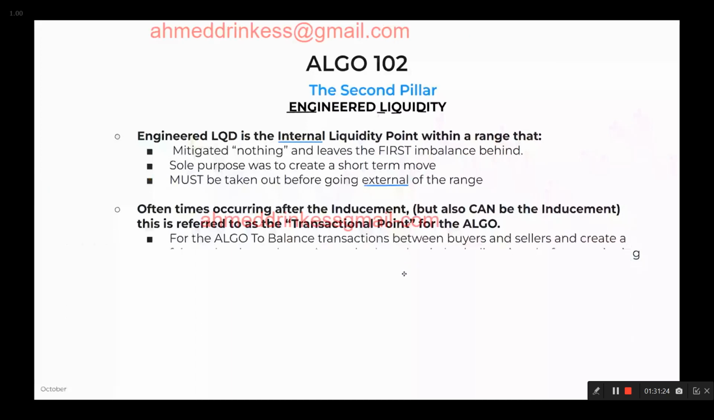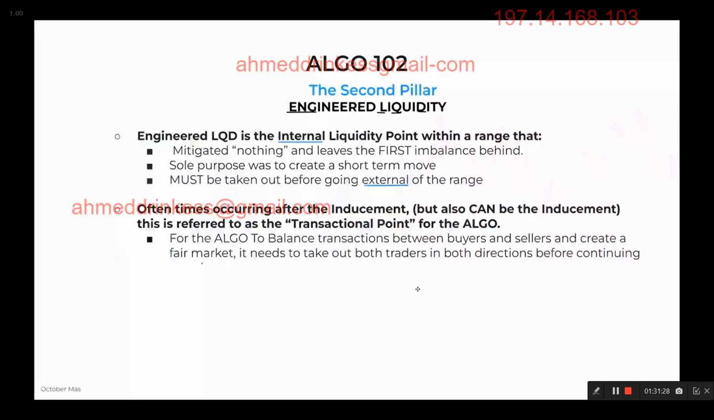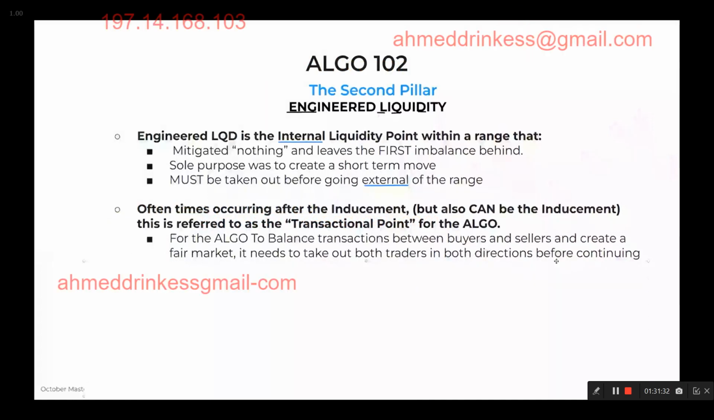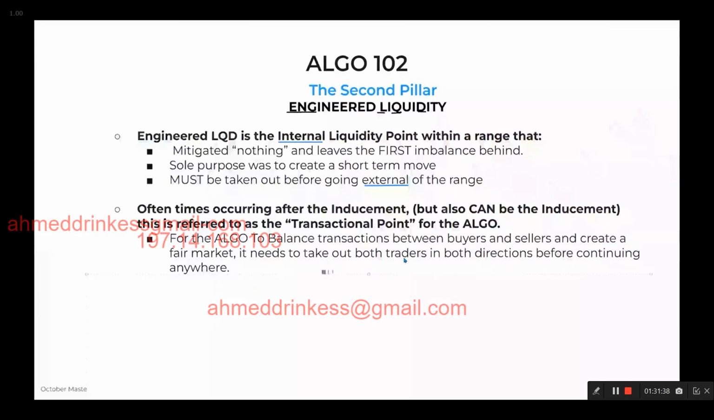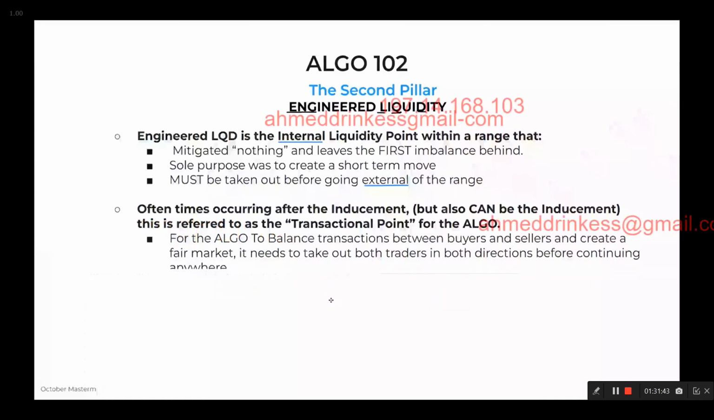All right. For the algo to balance transactions between buyers and sellers to create a fair market, it needs to take out both traders in both directions before continuing anywhere. These are all important points to write down. As soon as they're written down, I'm going to hide the above.